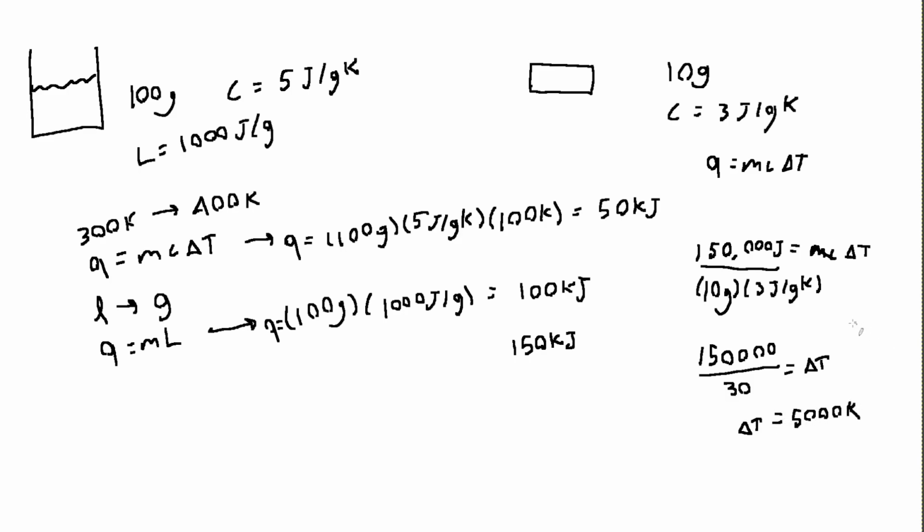So since we started at an initial temperature of 300 Kelvin and we go up 5,000 Kelvin, that means that we ended at a final temperature of 5,300 Kelvin, which is obviously quite high.